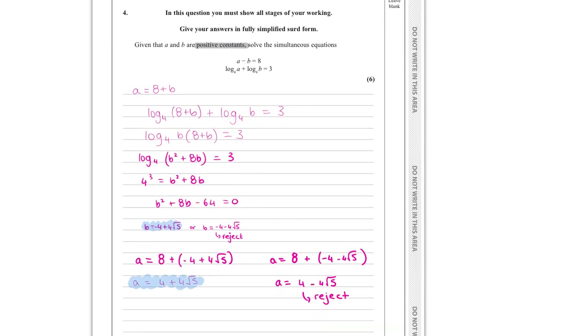If you put an extra solution in there, you would not get the full marks. You only get 6 marks if you only have those two solutions. Okay, so make sure you put reject. Well done.